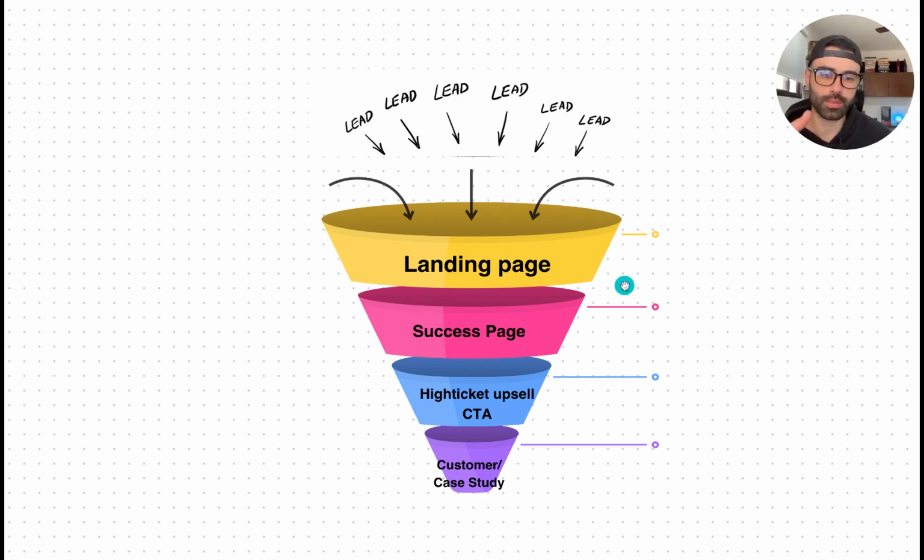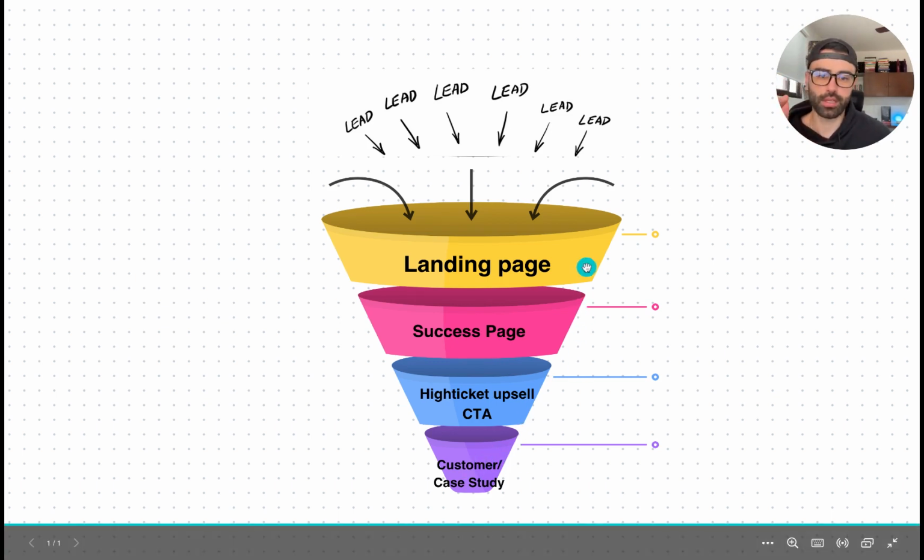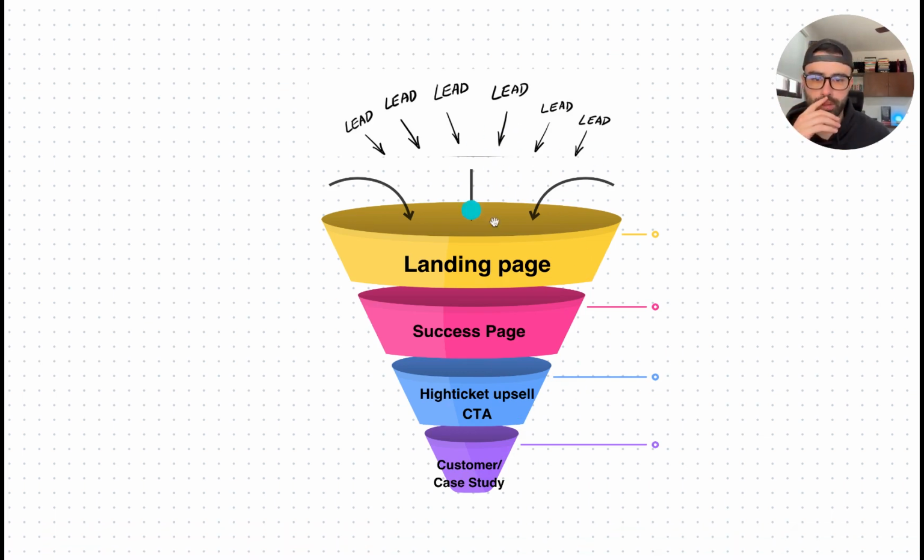So yeah, these are the steps of the funnel. We're going to go one by one, dissecting what happens from lead to landing page if it's not working, or how to know if it's not working, from landing page to success page if you're not seeing the numbers you want, what to look into, how to fix it. It's super simple. From success page to high ticket upsell, how to make sure it's converting the vast majority of people, and customer to case study. So we're going to dissect everything here, and we're going to start with this up top.